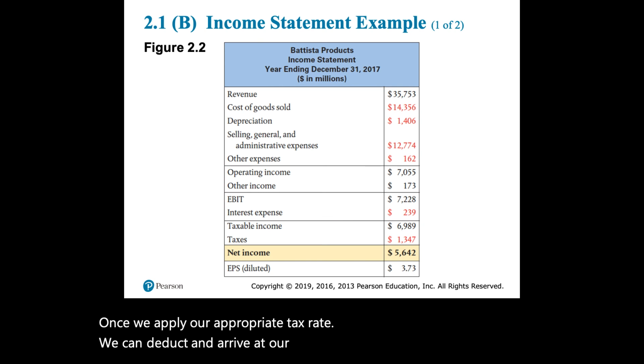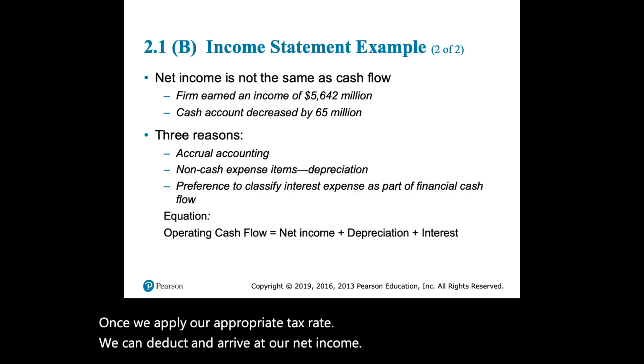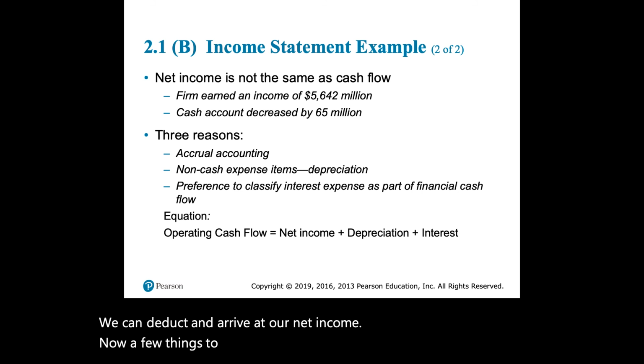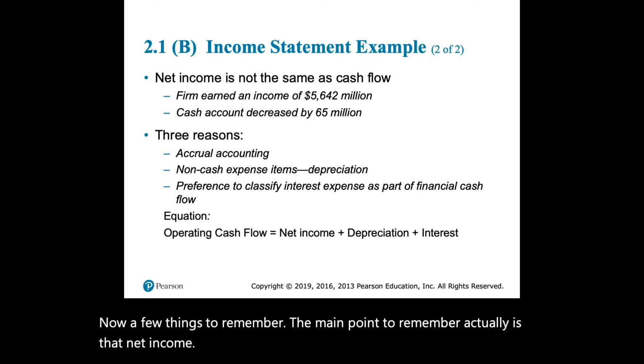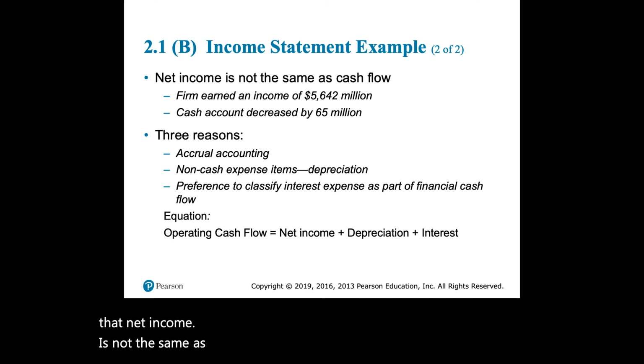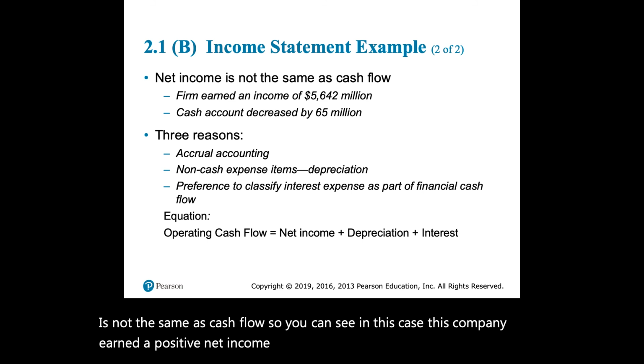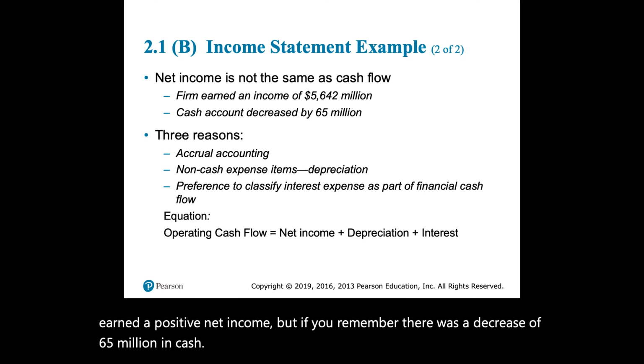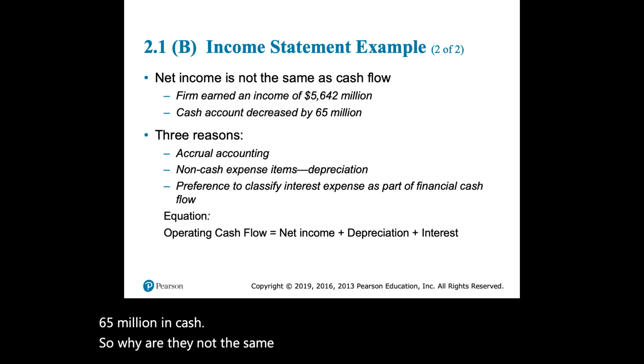Now, a few things to remember. The main point to remember, actually, is that net income is not the same as cash flow. So you can see in this case, this company earned a positive net income, but if you remember, there was a decrease of $65 million in cash. So why are they not the same? Well, there are three reasons that can help us understand this discrepancy.